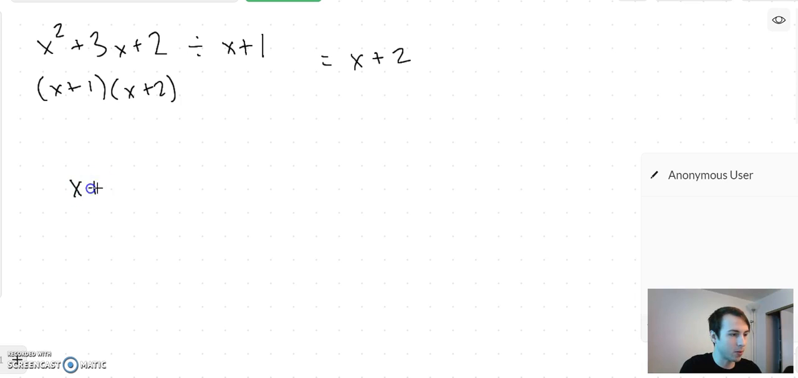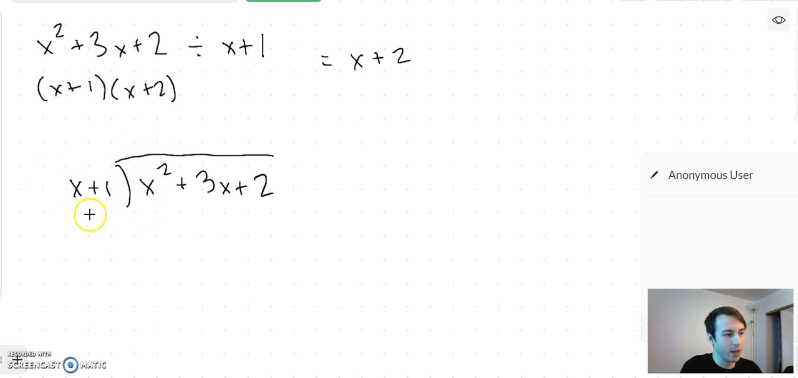So x plus 1 goes into x squared plus 3x plus 2. First, you look at the leading term of each. How many times does x go into x squared? What do you have to multiply x by to get x squared? Well, we've got to multiply by x. So we put x up here. And what is x times x plus 1? Well, that is x squared plus x. Now we subtract this whole thing.